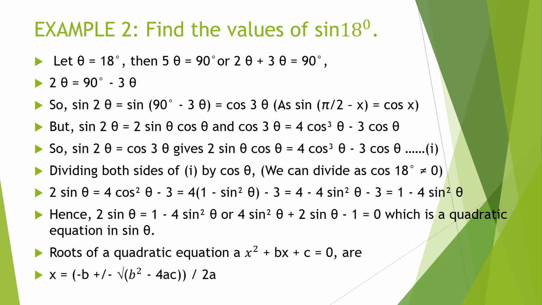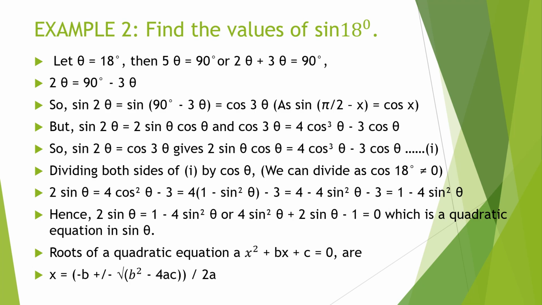Now divide this equation by cos theta. Why can we divide? Because we know it is not equal to 0 in the first quadrant. Cos 18 degrees is not equal to 0. So by dividing by cos theta, we have 2 sine theta is equal to 4 cos square theta minus 3. Now to make it in one particular trigonometric function, let us convert cos to sine. So instead of cos square, we can write 1 minus sine square, because sine square plus cos square is 1.